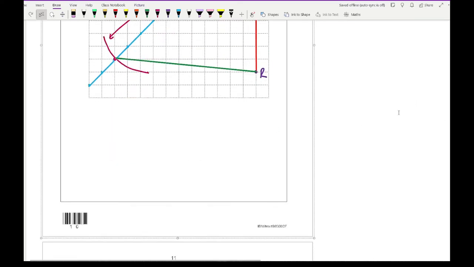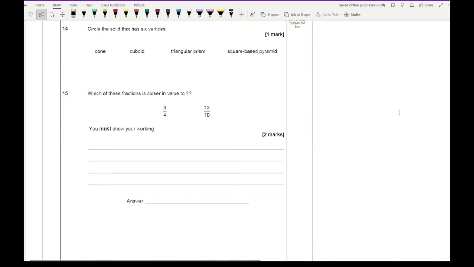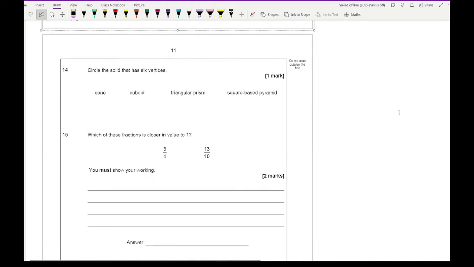So moving on to our next question. Question 14 says, circle the solid that has 6 vertices. Well, 6 vertices means corners. So a cone has 1, a cuboid has 8, a triangular prism has 6. So that there is going to be our answer. Square-based pyramid, again, will have 5. So for 6, it's going to be a triangular prism.